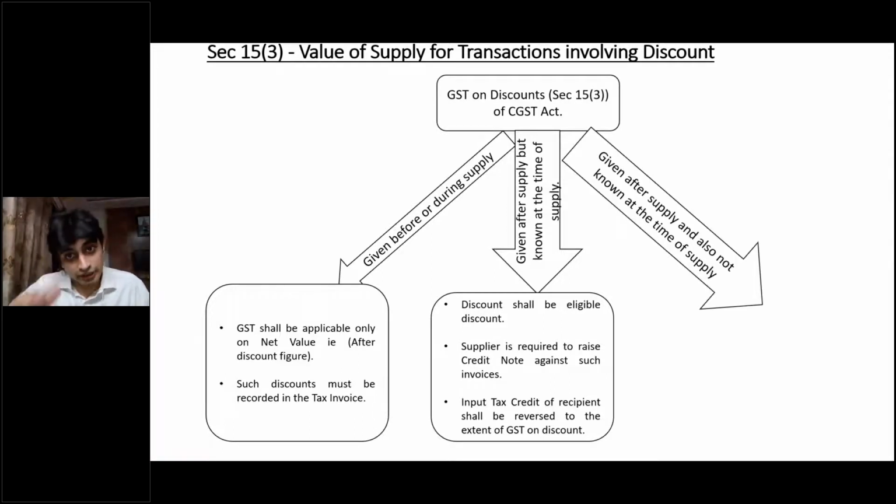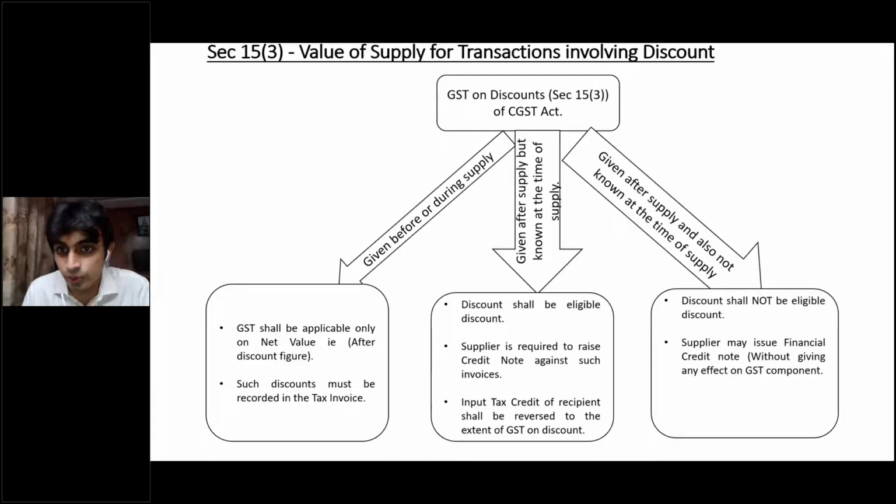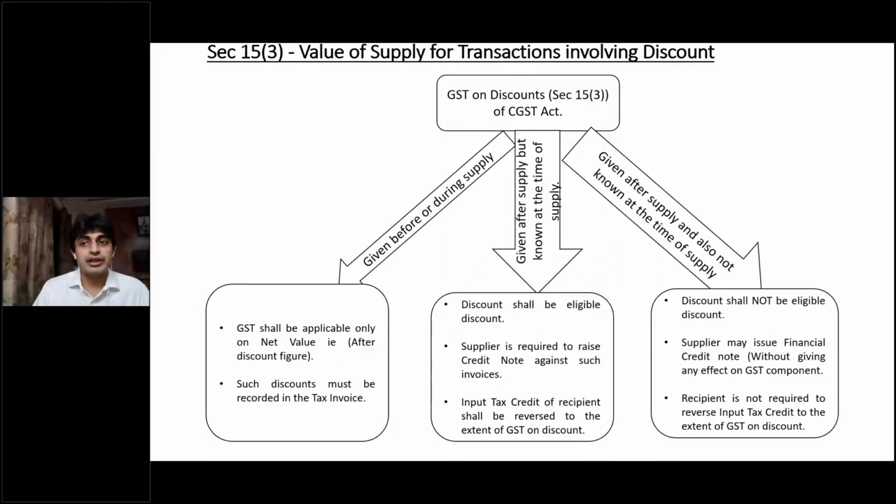And the third is what? Given after supply, and there was no contract, no agreement, neither the supplier nor the recipient knew about it. Okay, given goods के बाद, and there was no contract, no agreement during the supply. Now such discounts are not eligible discounts. दे सकते हो, but you cannot touch the GST component. You will have to raise which credit note? Financial credit note. You will have to raise a financial credit note. Also, the recipient is not required to reverse the ITC. Okay, now one by one, each and everything I will explain to you.